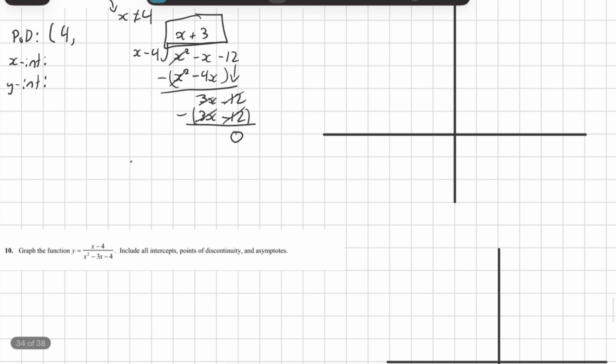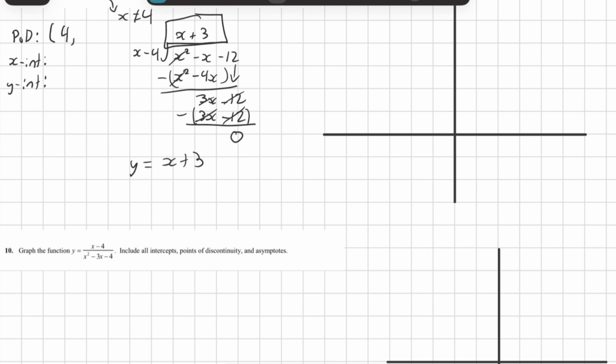So x goes into x squared, times it by x. X times negative 4 is negative 4x. These cancel out. And then negative x plus 4x is going to be 3x. Bring down the negative 12. So x times 3, 3x. 3 times negative 4 is negative 12. These cancel out, and these cancel out, so you're left with 0. So there's no remainder, so that's going to be what y equals. So y equals x plus 3.